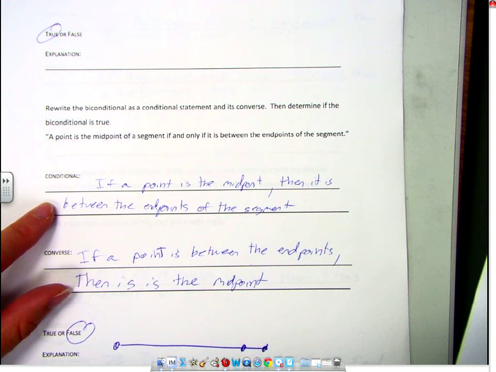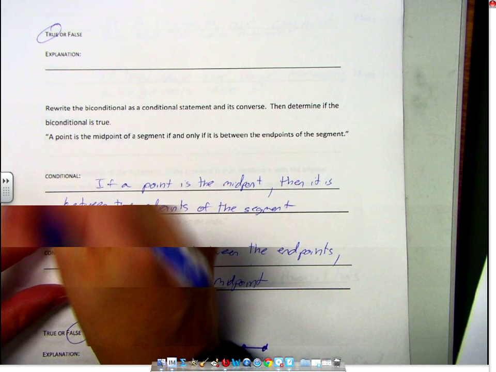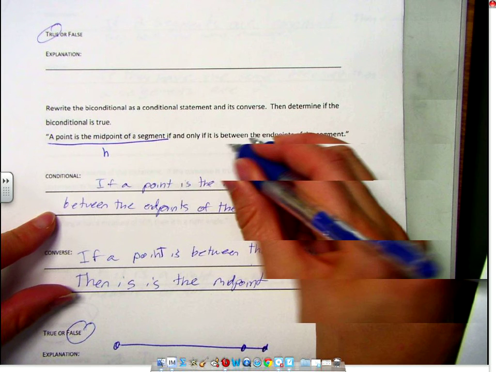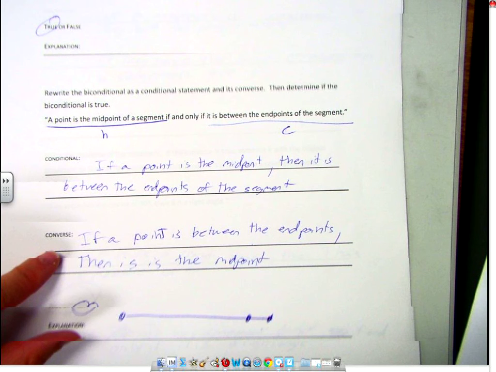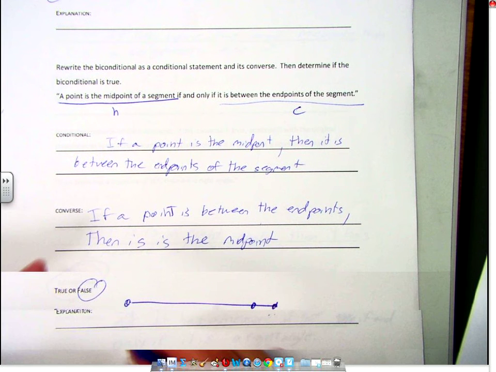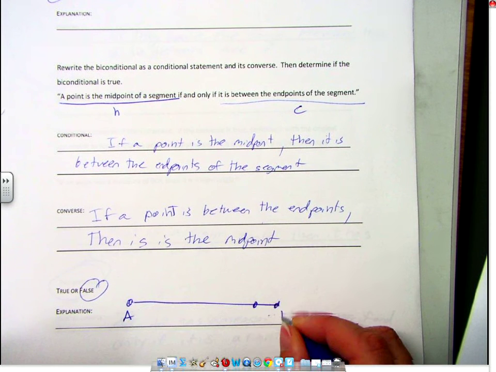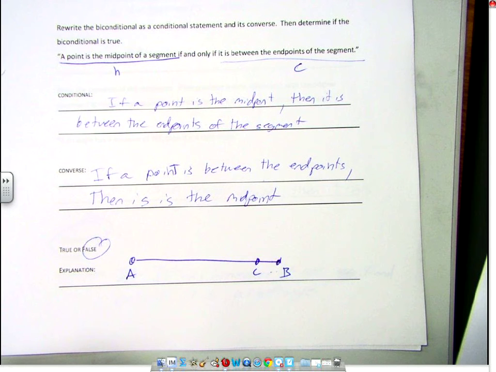If a point is the midpoint, then it is the end point of the segment. We had to deconstruct this. This is my hypothesis. This is my conclusion. So I just made that into an if-then statement. Then I switch them. If a point is between the endpoints, then it is a midpoint. This is false. Here's endpoint A and B. Here's C. Is C the midpoint of that line? C's right in the middle? No.